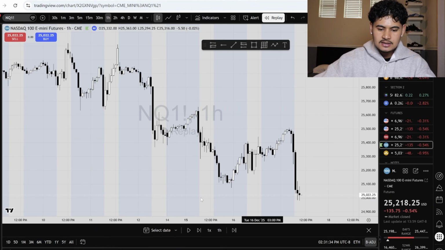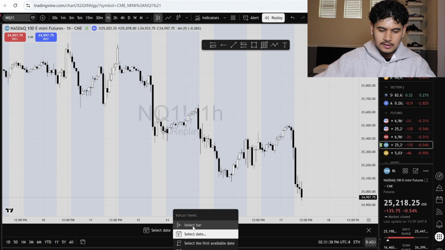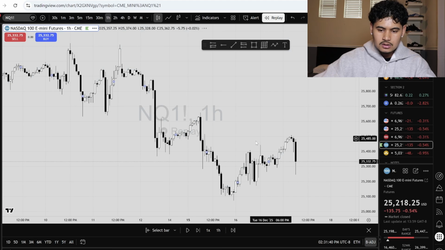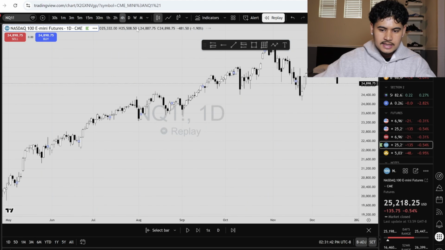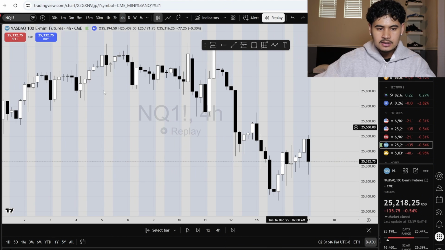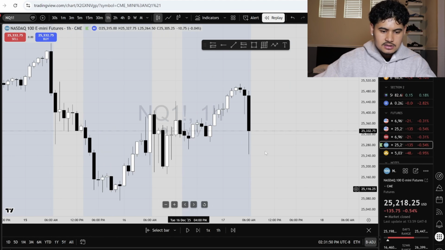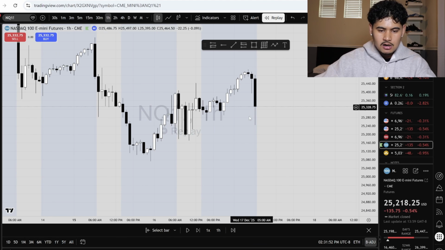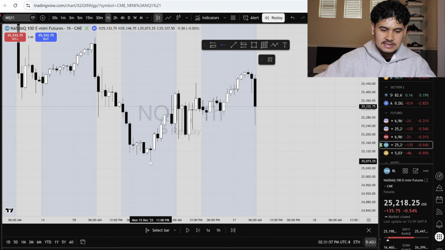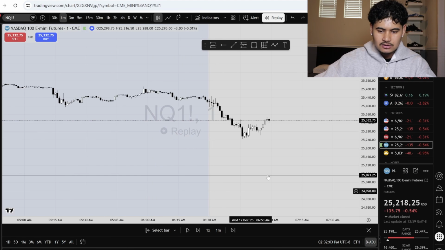So as you can see right here, let's replay. Take a look. We are in an overall downtrend and we are trending lower right here. So what do I expect? Where is our draw on liquidity? We have a draw on liquidity right here at this low right here. So looking at the 1-minute time frame, let's scale down.